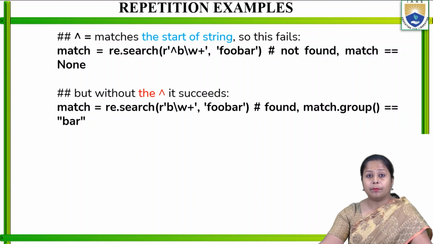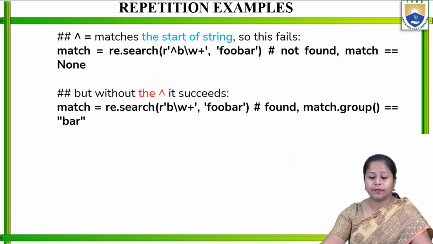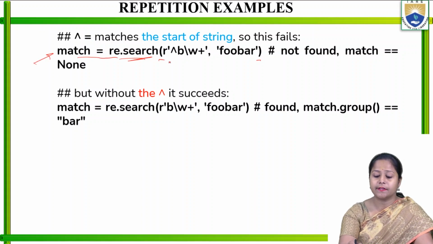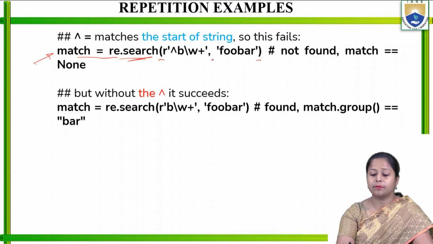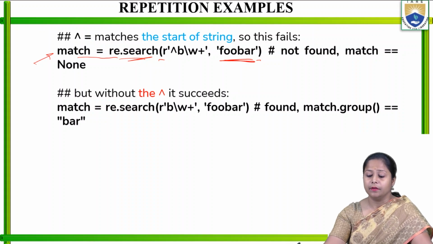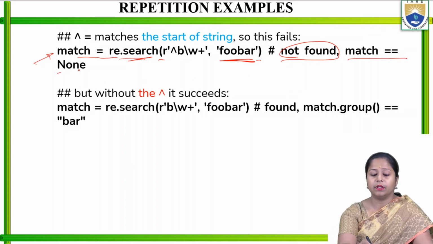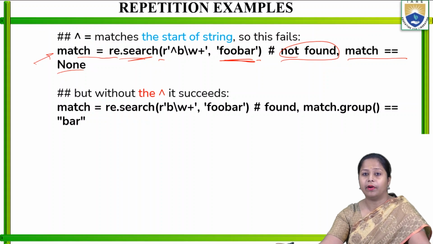Next, the example can be for the upward caret sign, which matches the start of the string. For that, we need to write the syntax match = re.search(r'^b\w+', 'foobar'). That means the pattern is not going to be found, and match will be None. So the result is not found.